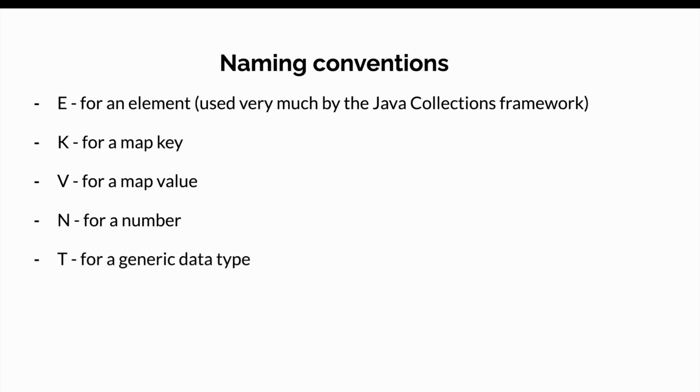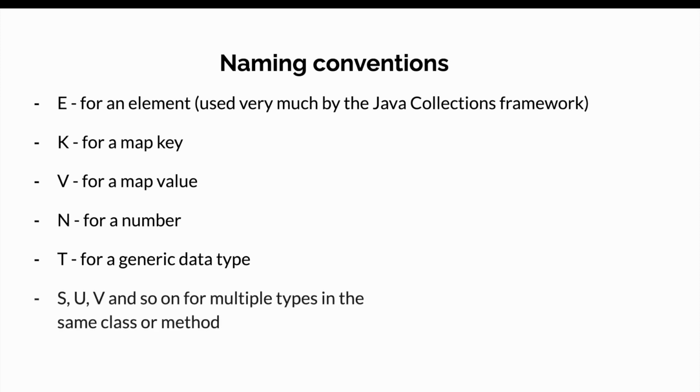T is a type parameter used in case you design your own generic class, and it refers to any type in the Java language. If you have multiple type parameters, the second, third, and fourth type parameters are usually called S, U, and V.